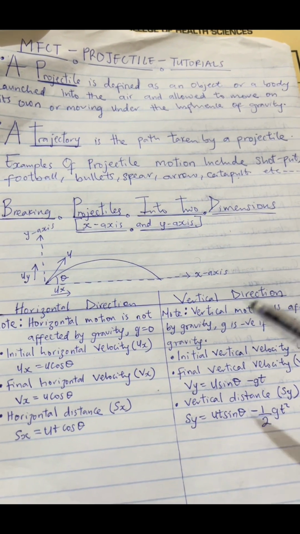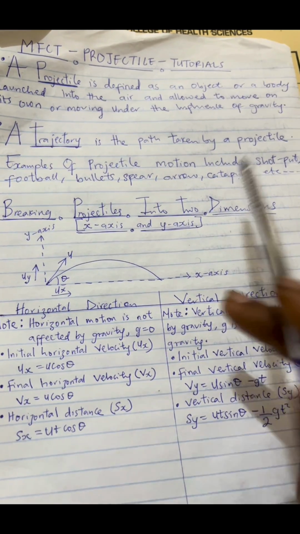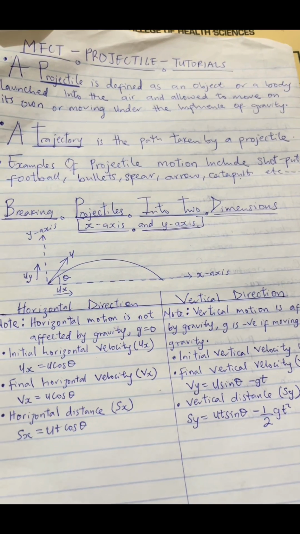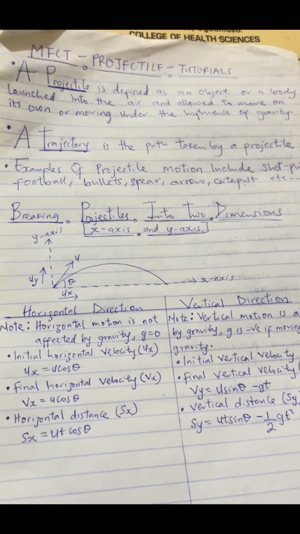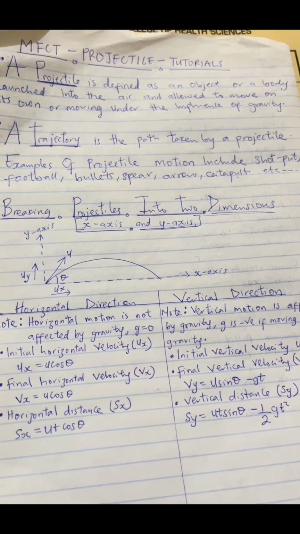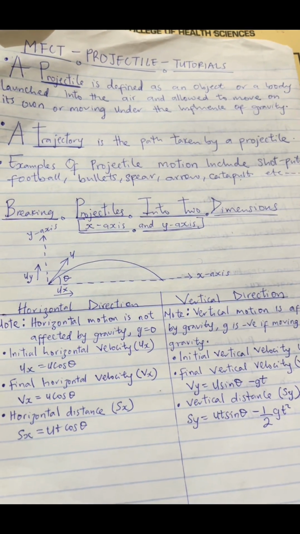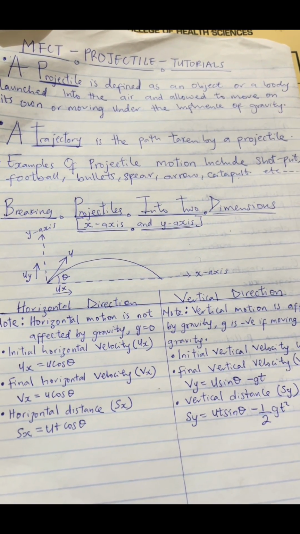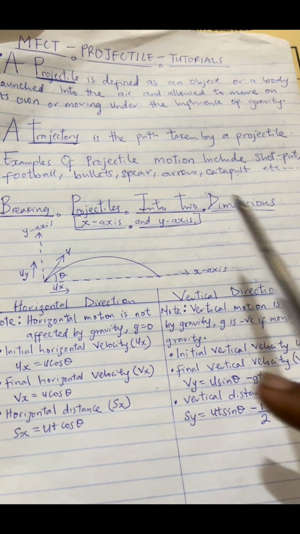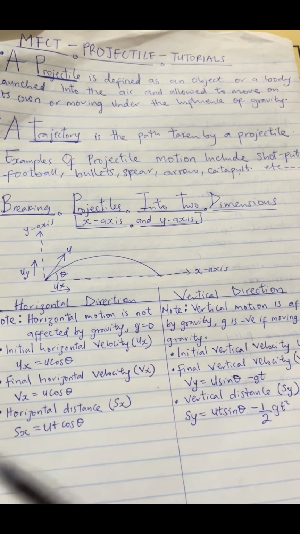know now is the examples of projectile motion. What are the examples of projectile motion? The examples include shot put, football. When a football is kicked into the air, it is moving in a parabolic manner. So you have to know that projectile bodies move in a parabolic manner, but the path they take is what is referred to as trajectory. So when a ball is kicked into the air, it moves in a parabolic manner. Hence, we can refer to it as projectile motion. So you also have to know that bullet, spear, arrow, catapult, these are all examples of projectile motion.